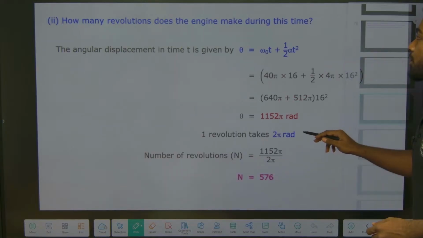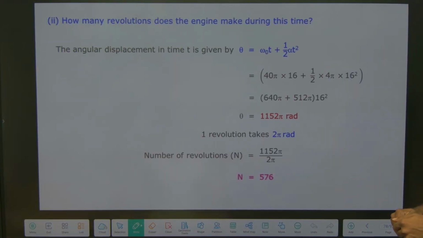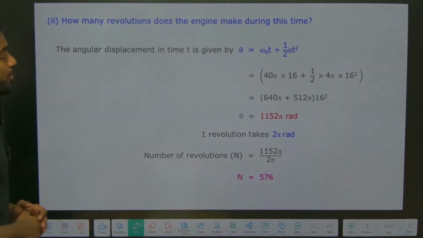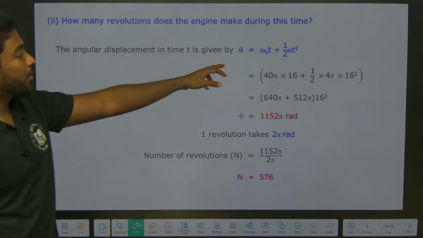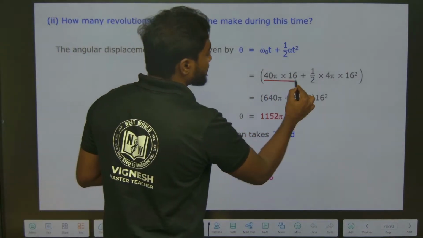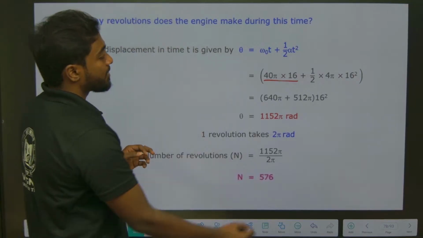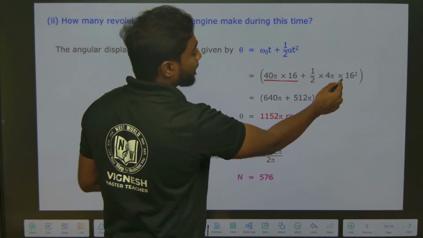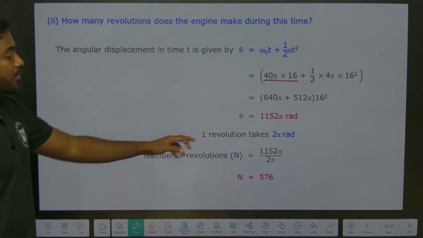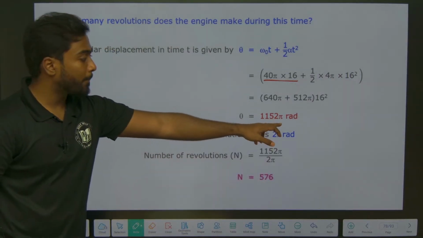So how many revolutions does the engine make during this time? For that we need to get the angular displacement in this time. So theta equals omega t plus 1/2 alpha t square. So 45 into 16 seconds is the time, plus 1 by 2 into 4 pi into 16 square. If we solve that, we will get theta equals 1152 pi radians.